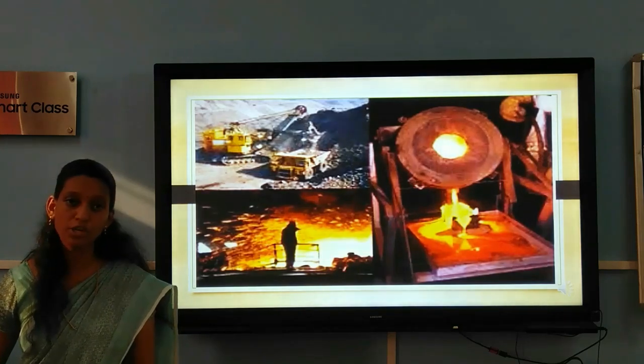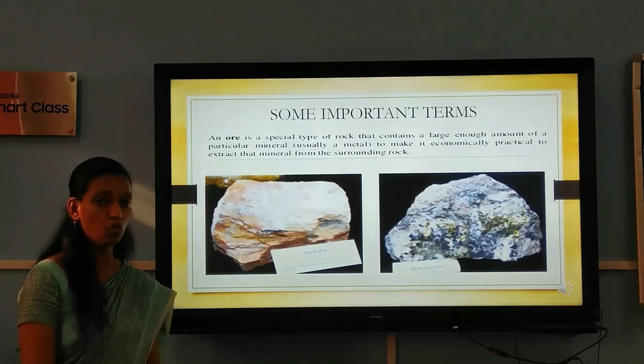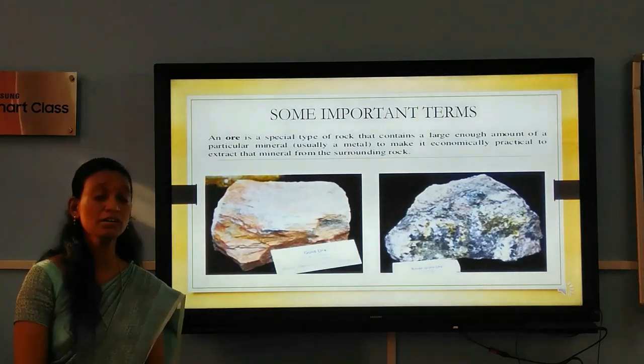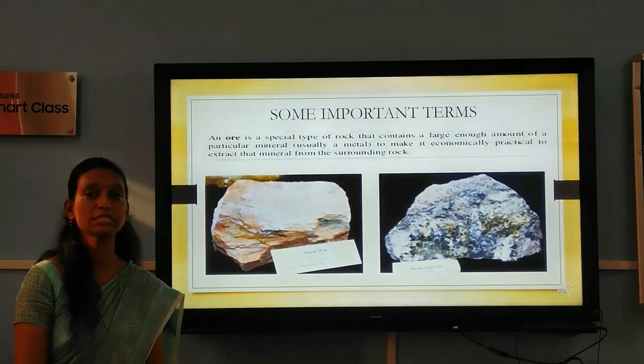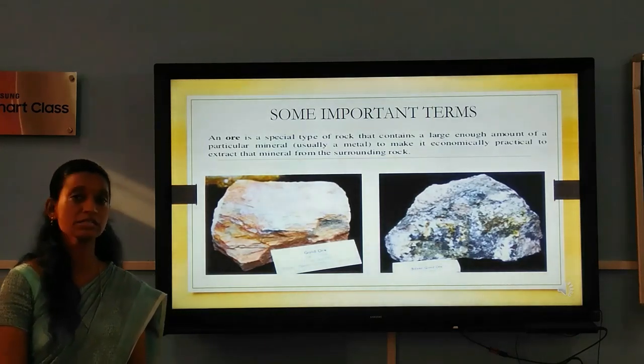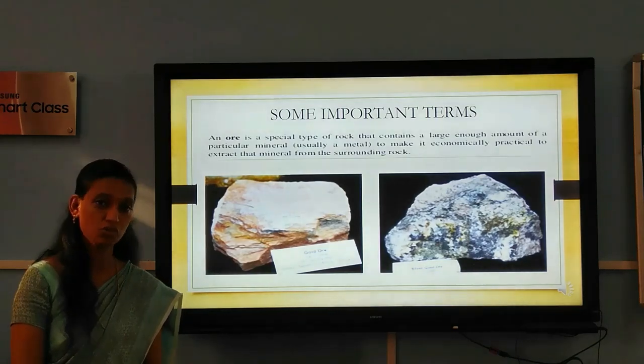Now, it is not possible to extract a metal from every mineral. The mineral from which a metal can be extracted profitably is called an ore. For example, iron is found in the form of carbonates, oxides, and sulfides, but generally we prefer to extract iron from the oxide.